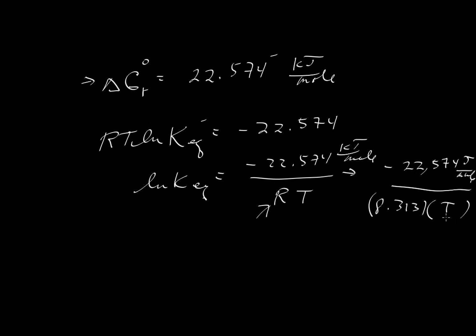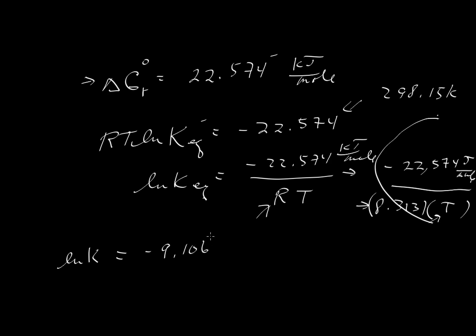And the temperature that we'll use here, all the values that we obtained were at 298.15 kelvins. This is in units of kelvins also, so we're going to put 298 in for temperature right in there. And when we complete that calculation, we find out that the natural log of the equilibrium constant is about minus 9.106.